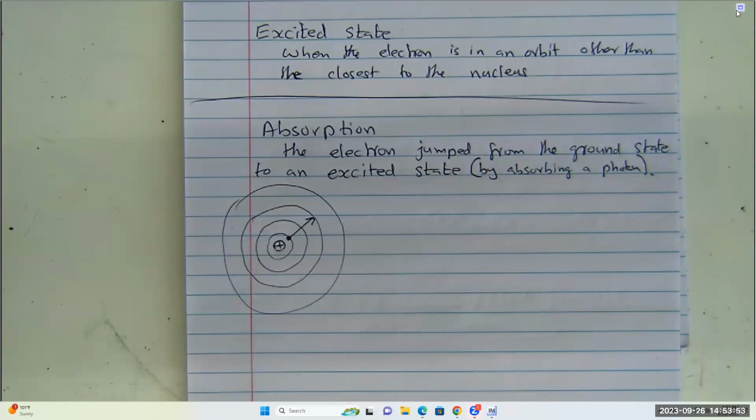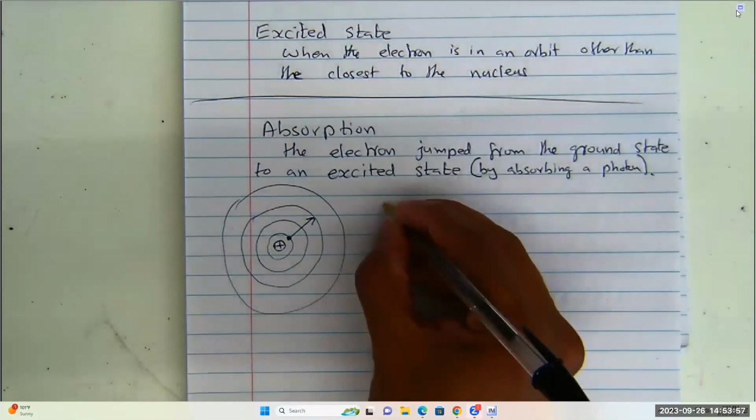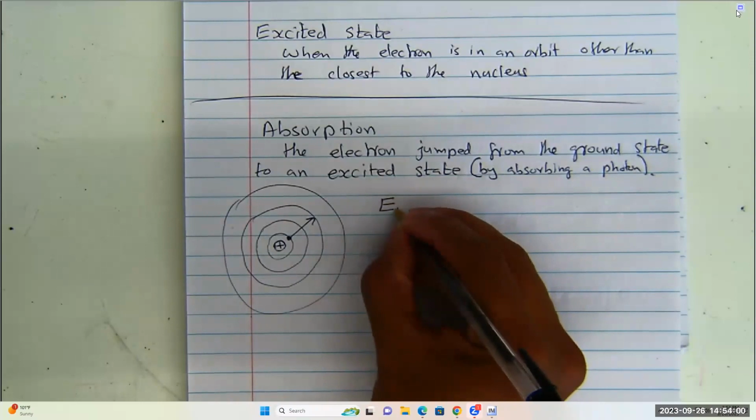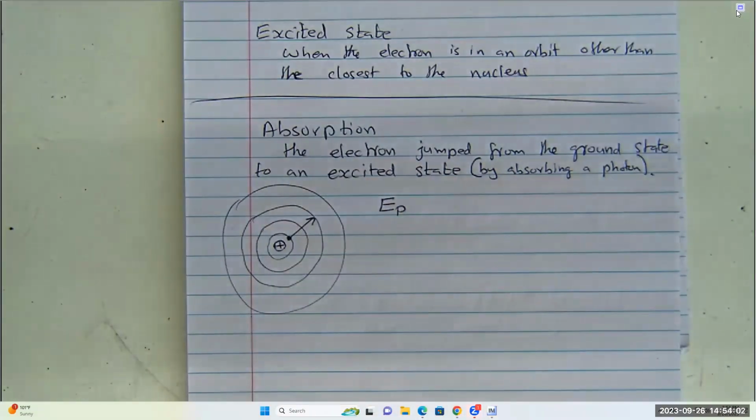Let's think about the potential energy. Let's call it E sub P for potential energy. Now, here's the question for you. The nucleus is positively charged. The electron is what charged? Negatively charged. And what can you tell me about the interactions between them? Are they attractive or repulsive? Attractive, right? The electrons are attracted to the nucleus because they are oppositely charged.